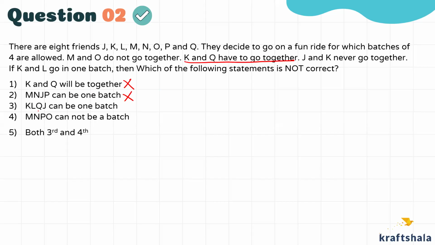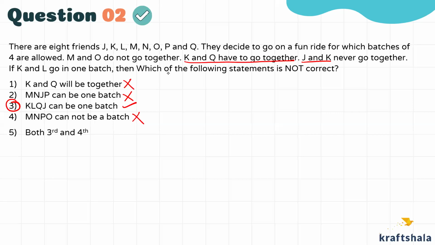Right. Third, K, L, Q, J can be one batch. Now it is clearly mentioned that J and K cannot be together. And here it is mentioning that it can be one batch, which is definitely false. So this can be the answer. Fourth, M and P, O cannot be a batch. So M and O do not go together. Yes. So this is also true that it cannot be a batch. So if this is true, this is also not false. So the only statement false is the third one, which is your answer.